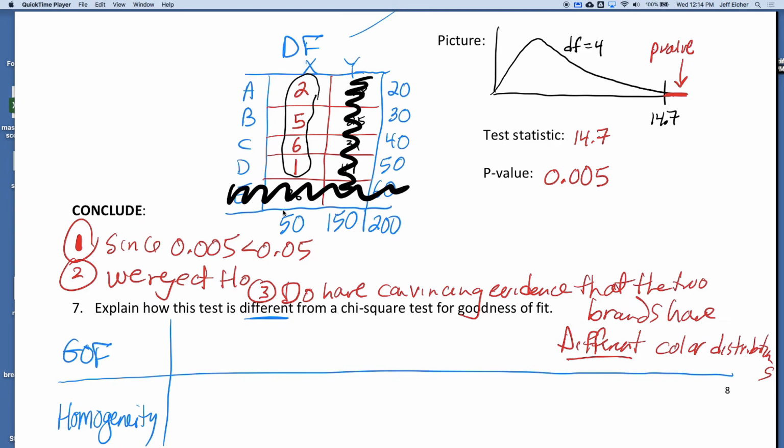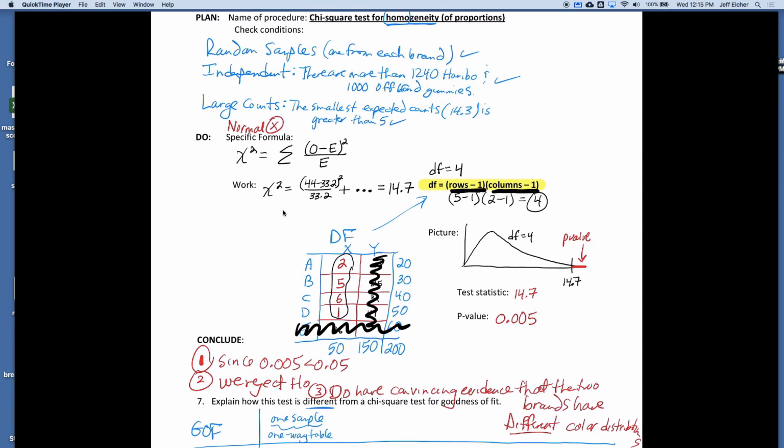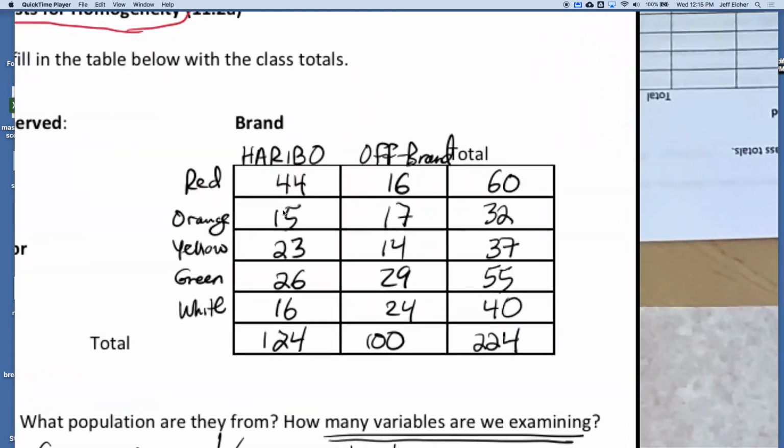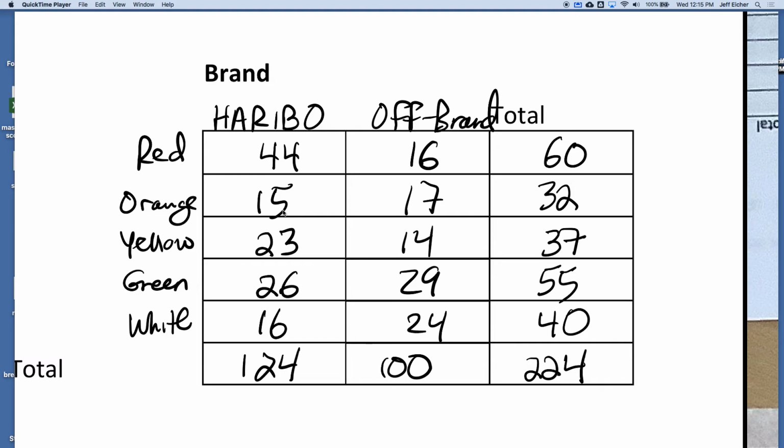Perfect, yeah. So a goodness of fit has one sample, or you could say it's a one-way table. And homogeneity has two samples, and it's a two-way table. That's a pretty big difference. If you see a two-way table, it automatically tells you what type of test to use. You're going to use chi-squared test, and it's not goodness of fit because there's too many rows and columns.